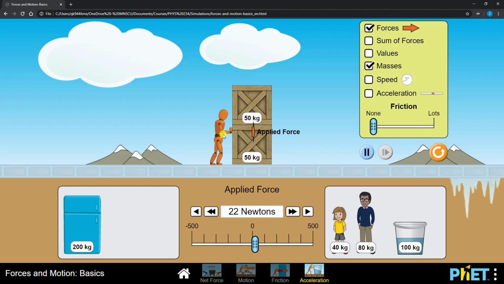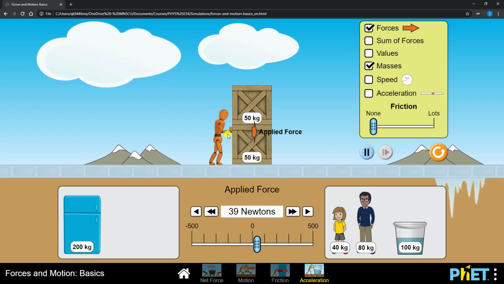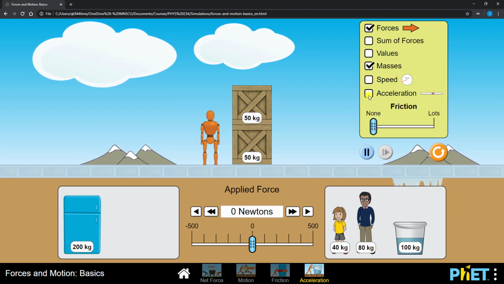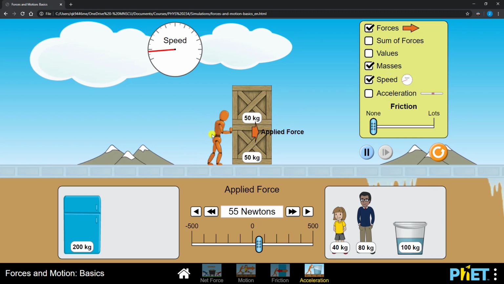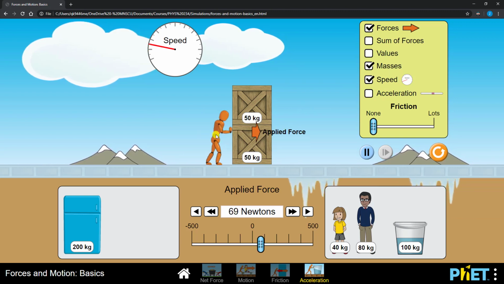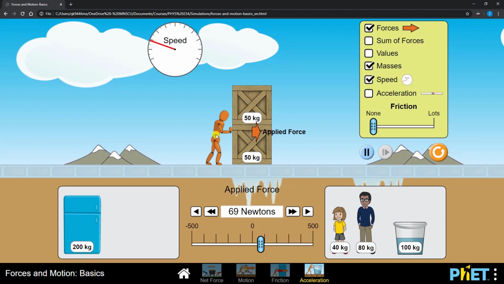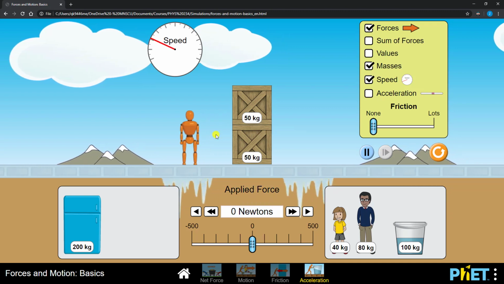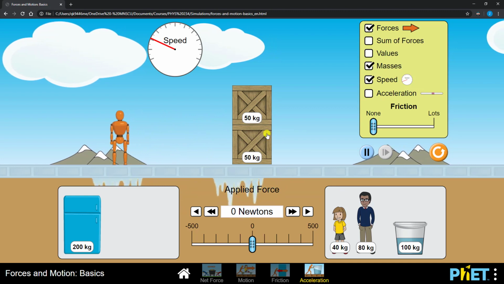See that? Just apply a little bit, and you don't have to push harder. See, it's already moving. And let's display a speedometer. Let's keep pushing. Yeah, we just caught up with the crates. See, the speed starts to increase constantly. If I apply constant force, and if I let go, it just starts sliding away.